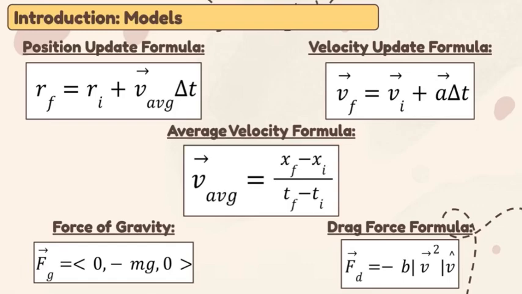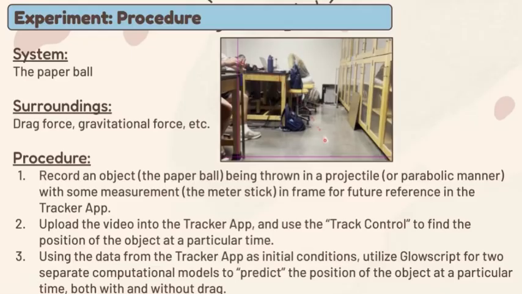We also identified the force of gravity as a vector, where the x component is 0, the y component is negative mg, or mass times gravity, and the z component is 0. We identified the system of our experiment to be the paper ball. The surroundings are the drag force and the gravitational force the ball experiences.